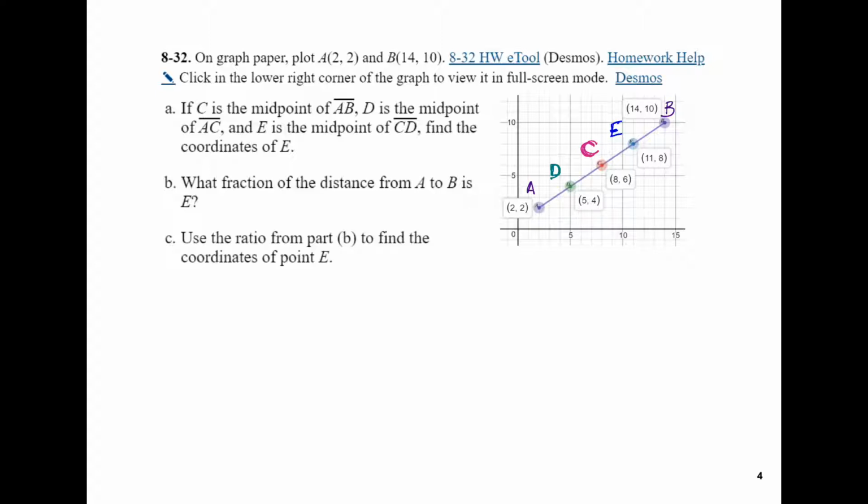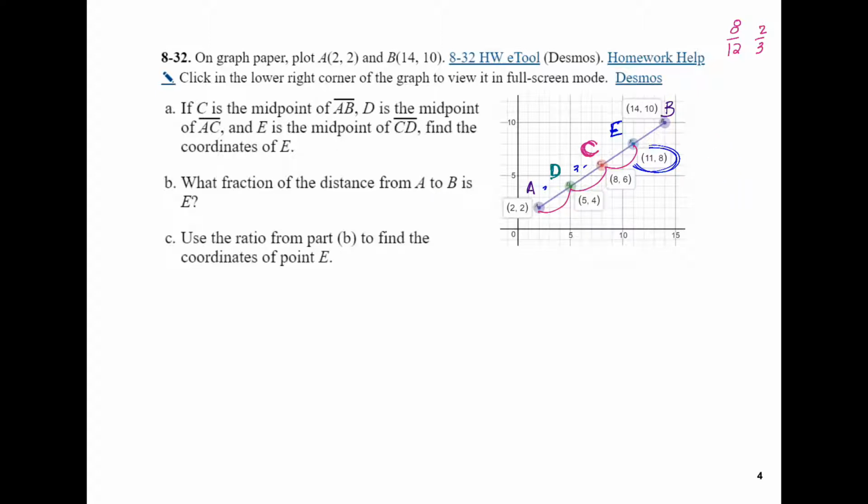So by plotting the points directly in the center, you can see the coordinates of E are (11, 8). What fraction of the distance from A to B is E? When it asks us what fraction of the distance from A to B is E, we can see that it is approximately 3/4 of the distance to B. So let's take a look at B again.